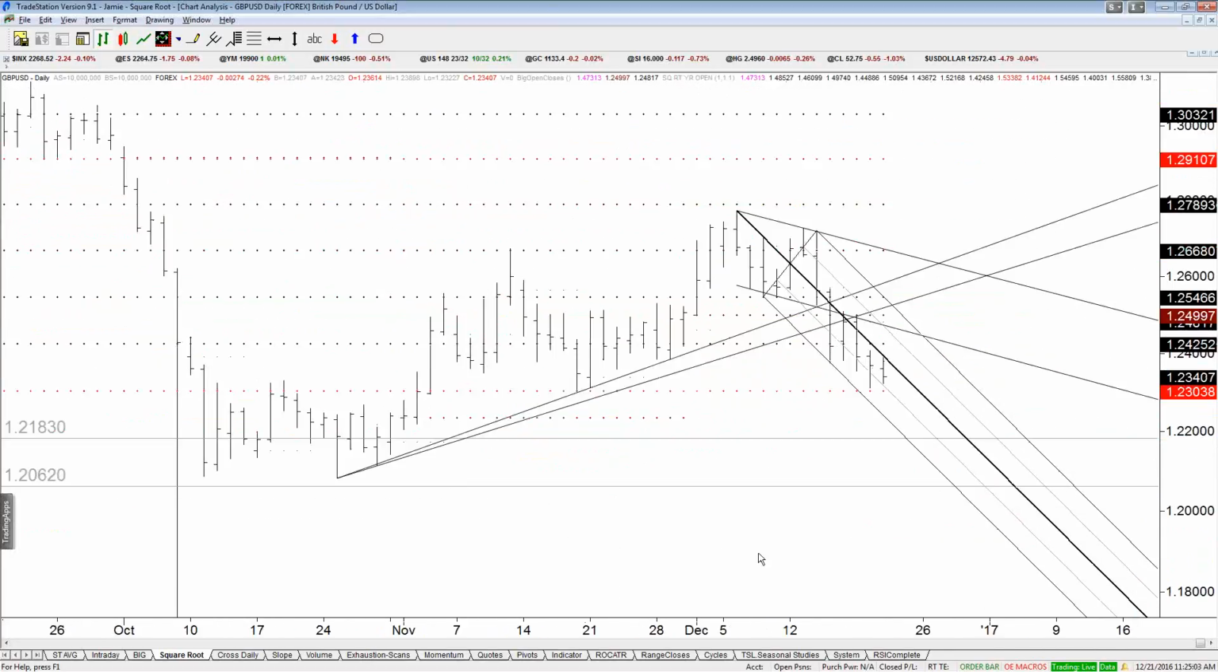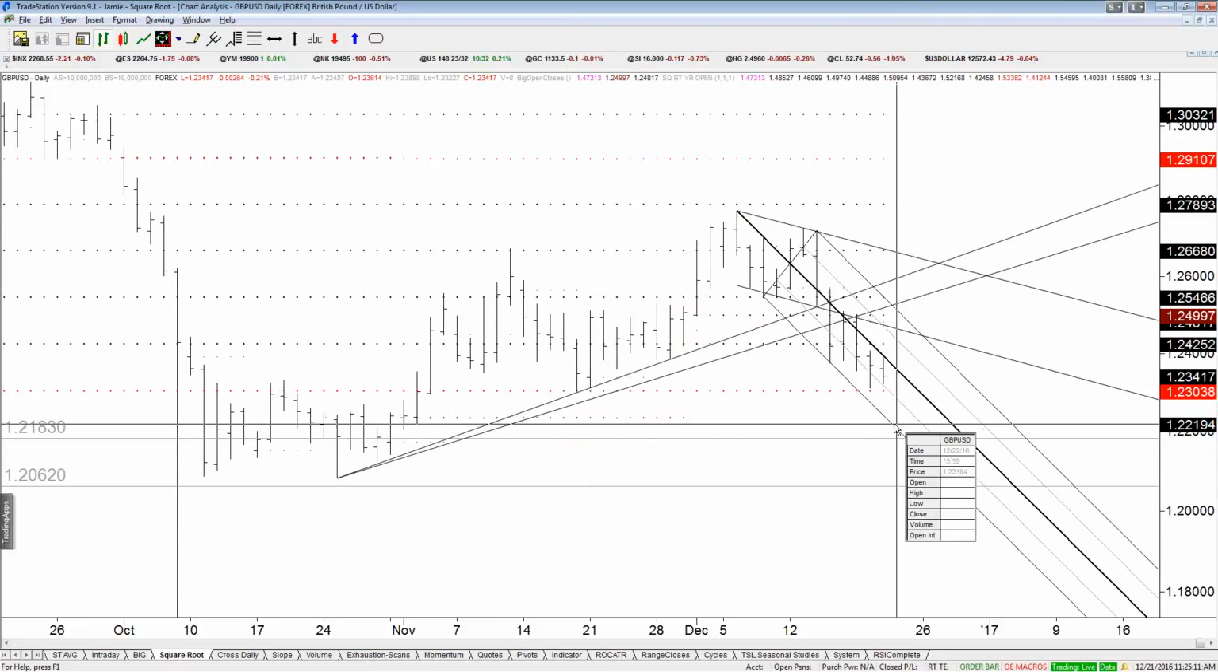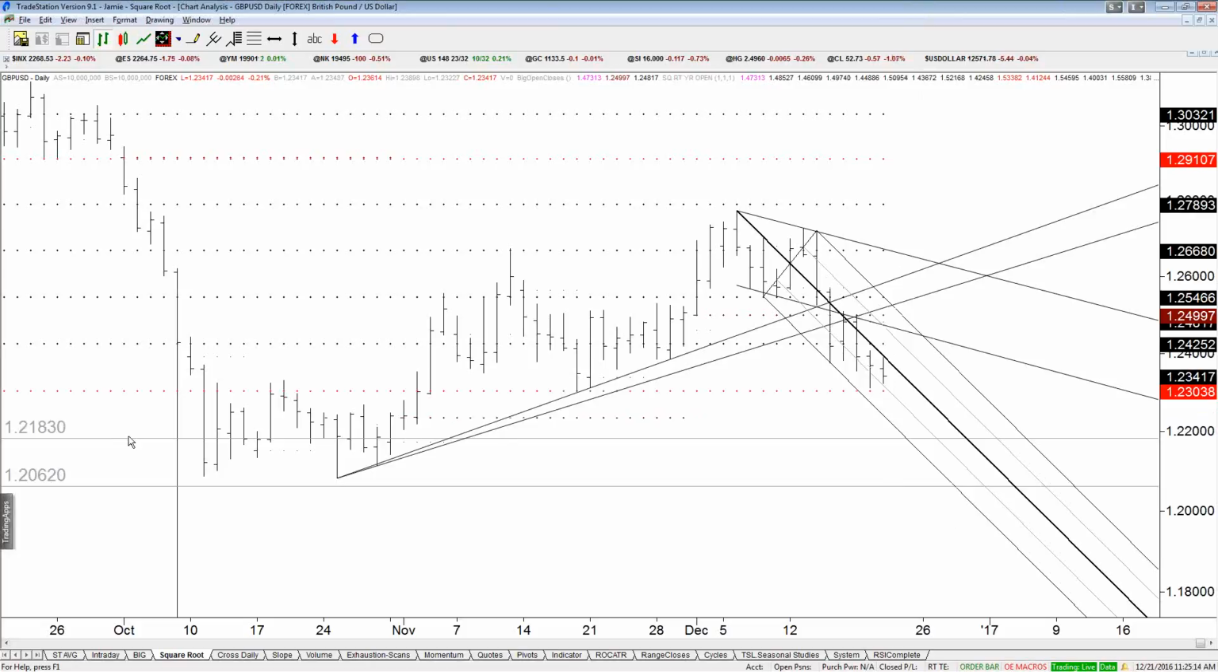The 20th was actually support here in November. That's why I was targeting the 123 initially. If we continue to go, the next one comes in at about 121.83.